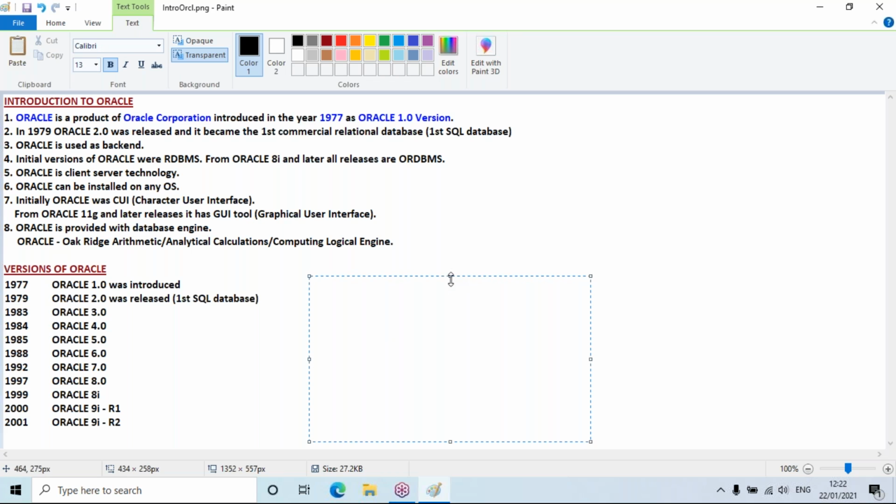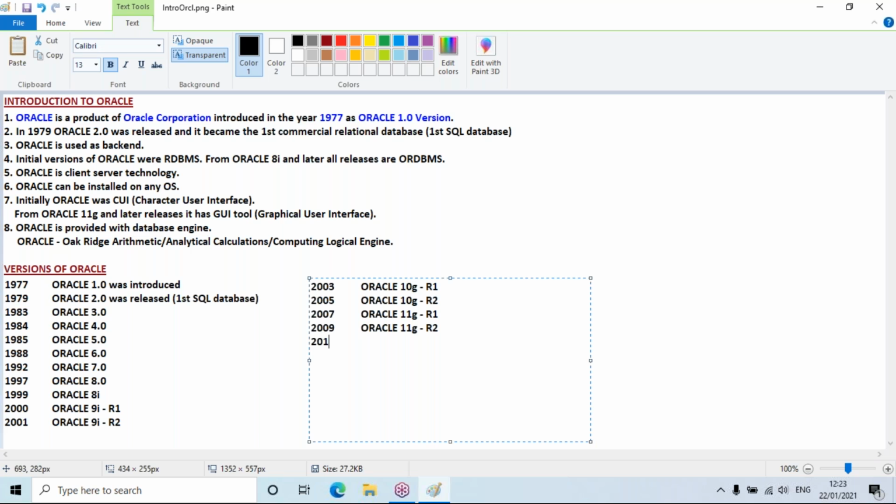Now, then in 2003, again Oracle Corporation introduced something related with grid computing. 10G was released. That was release 1. Then 2005, Oracle 10G release 2 was introduced. Then 2007, Oracle 11G release 1 was introduced. 2009, they came up with Oracle 11G release 2.